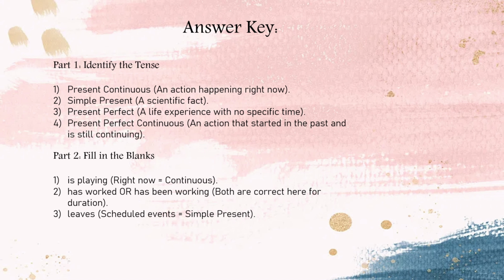Now, the answer key. So here are the answers, and there's also the reason for it provided in brackets after each answer. So if you happen to make a mistake, you know why that was wrong, and you make sure you don't make that mistake in the future.